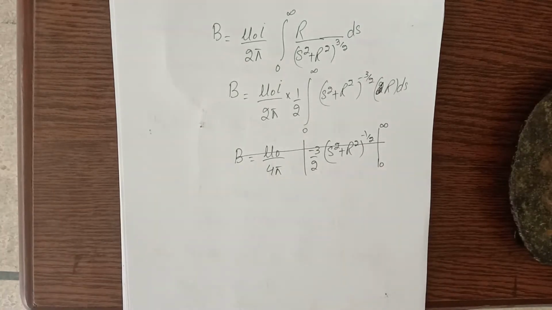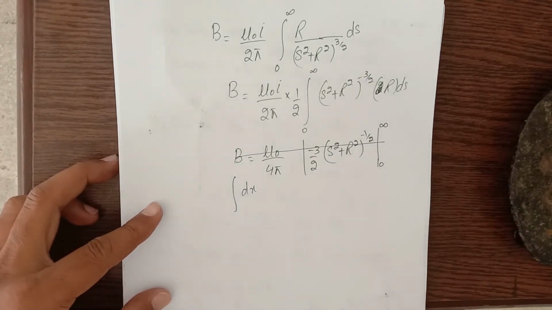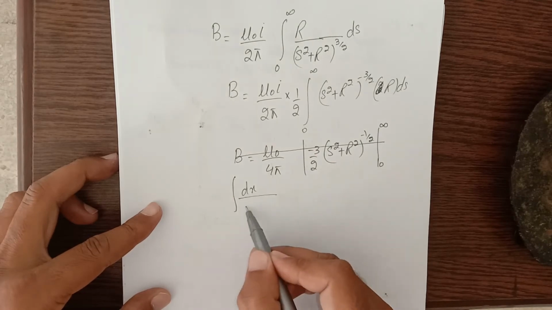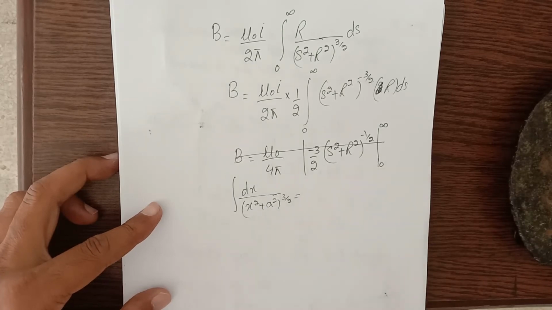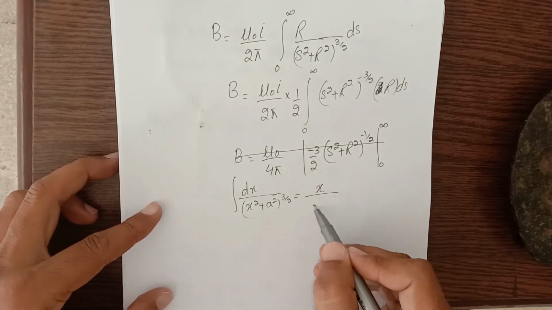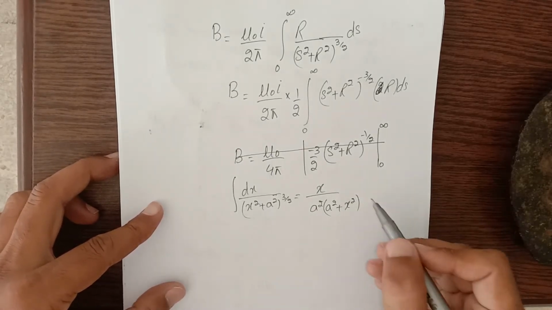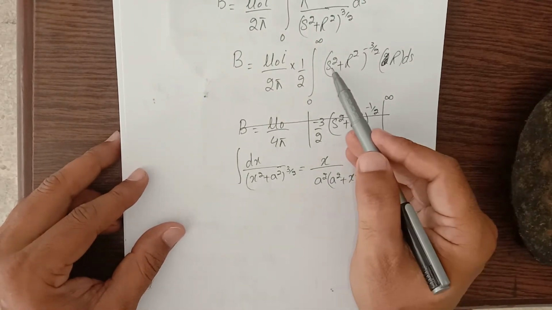You have to use integral number 19 of appendix E, which is given by the integral of dx over x square plus a square raised to power 3 by 2, which should be equal to x over a square times a square plus x square raised to power 1 by 2.